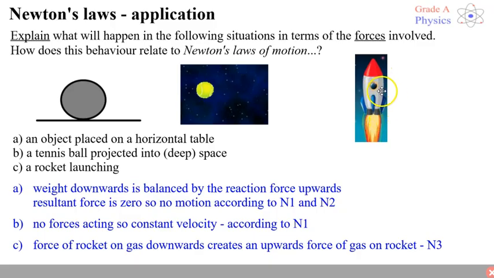So object A, the rocket, is pushing downwards or creating a force on the hot gases acting downwards. Therefore, the gases create an equal and opposite force on the rocket acting upwards. So this is how we get our lift. This is the basics of jet propulsion and rocket propulsion. This is Newton's third law.